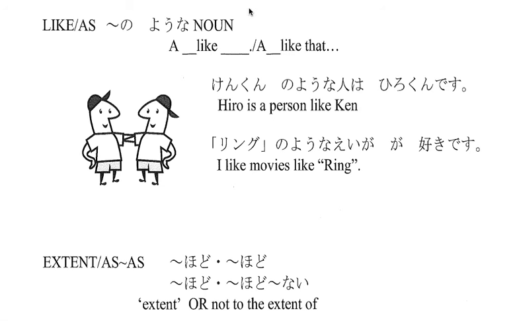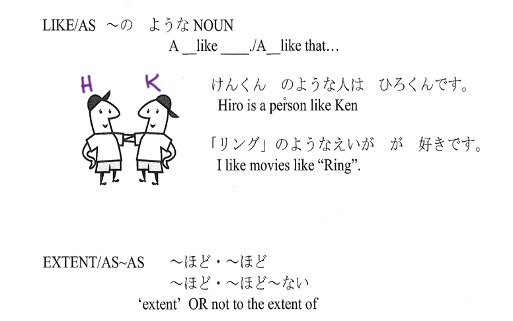Okay, just two quick and small things, but very, very useful in your writing. One of them is to say that something is like something, or something like something. So, for example, we have two people here. We have Hiro and we have Ken. And we'll say, well, Hiro is a person like Ken, or Ring, the type of movie like Ring, or the type of movie I like.